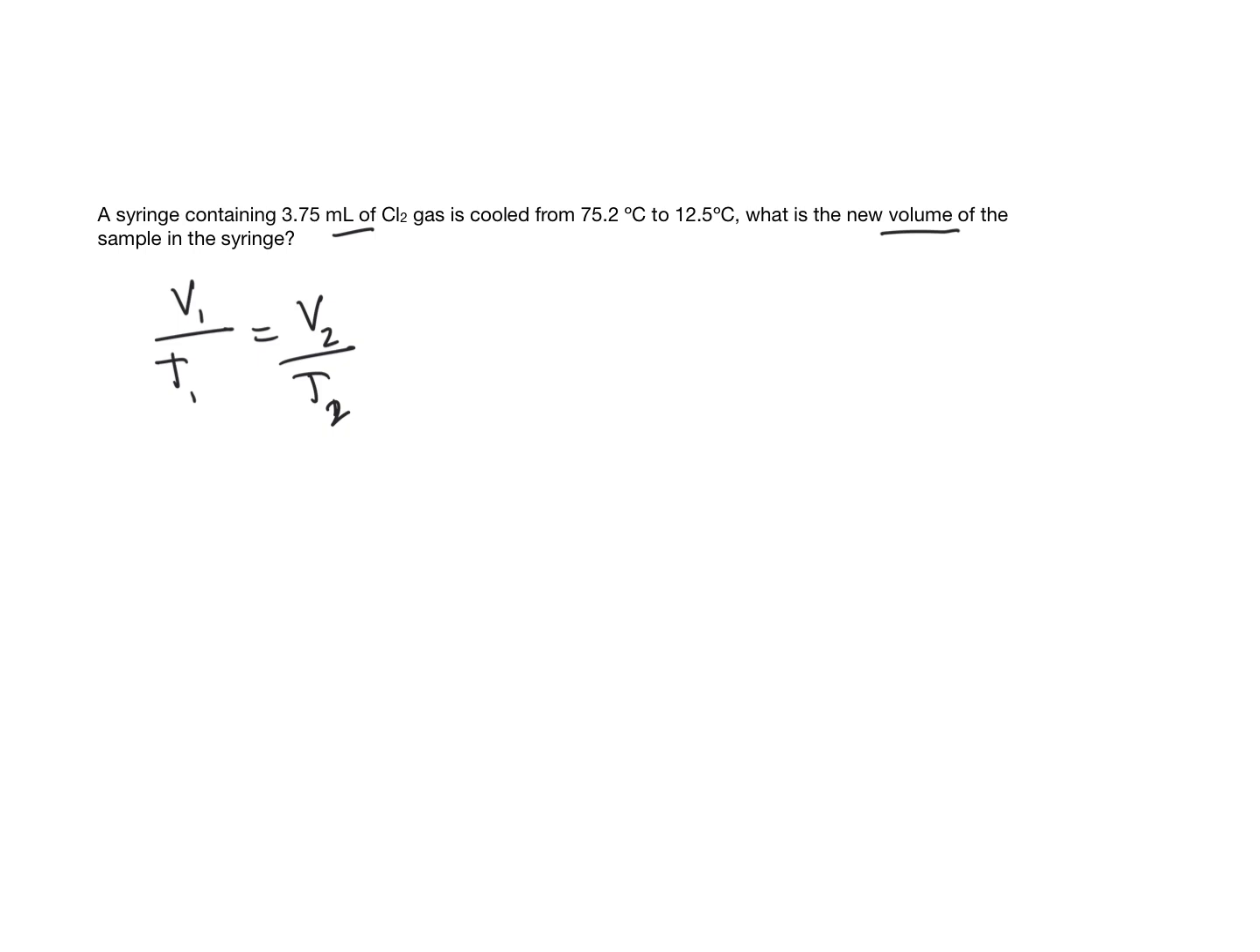So one of the things we need to ask ourselves is what are all these numbers? So we have V1 and T1 and V2 and T2. So we're solving for V2. So volume 1 is 3.75 mL of Cl2. For temperature 1, it is cooled from, so that is the first, so it's 75.2. That means T2 is 12.5.